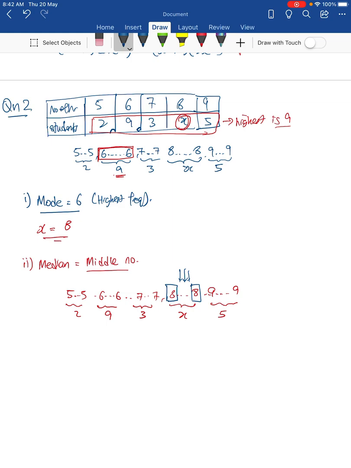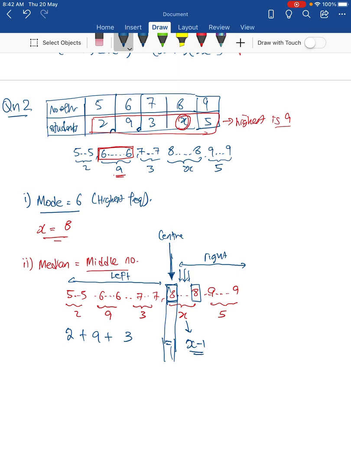Now let's assume that this is the middle number. When it's the middle number, whatever is on the left must be equal to whatever is on the right. This is the whole idea: center here, the left and the right. So the left side is 2 plus 9 plus 3, which must be equal to, because the center is 8, we have to minus 1 away, so x becomes x minus 1, and of course the 5 is here.